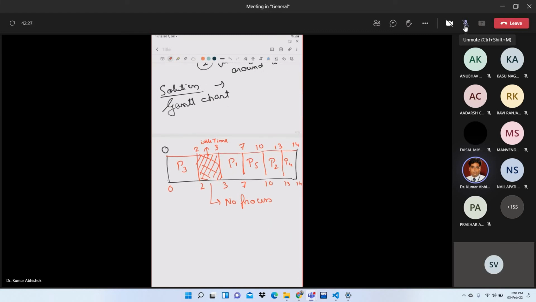Non-preemptive means if P3 starts executing, it will finish its execution, and only then will the next process be allocated. When the next process gets the CPU, it will finish, and only then will another process get the CPU. In the preemptive way, we can stop a running process and move it from the running state to the blocked state, and then we can push in the new process.